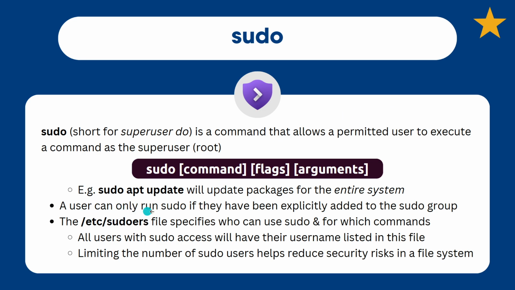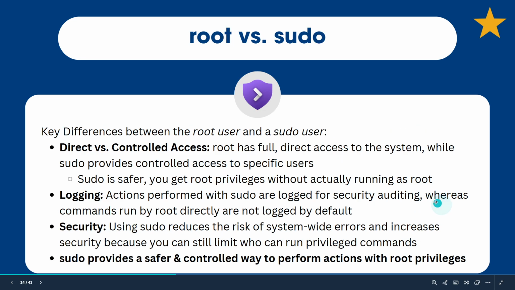A user can only run sudo if they've been explicitly added to the sudo group. There is a file that specifies which users are in that group. That's how the operating system keeps track of it, and all users with sudo access will have their username listed in that file. By doing that, you can actually keep track of who is doing what. If you run things as root, there's actually no supervision when you're the root user. We call this logging. Whenever you perform an action as a root user, there's no logging on that action. You're so elevated in permissions that the operating system is not tracking what you're doing.